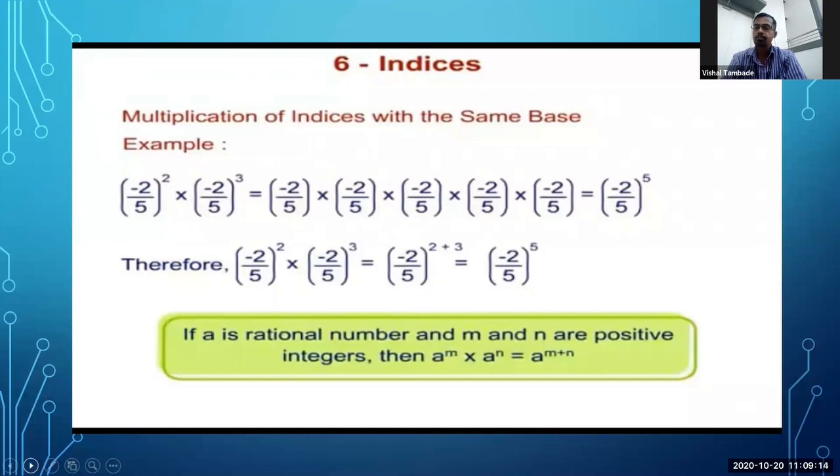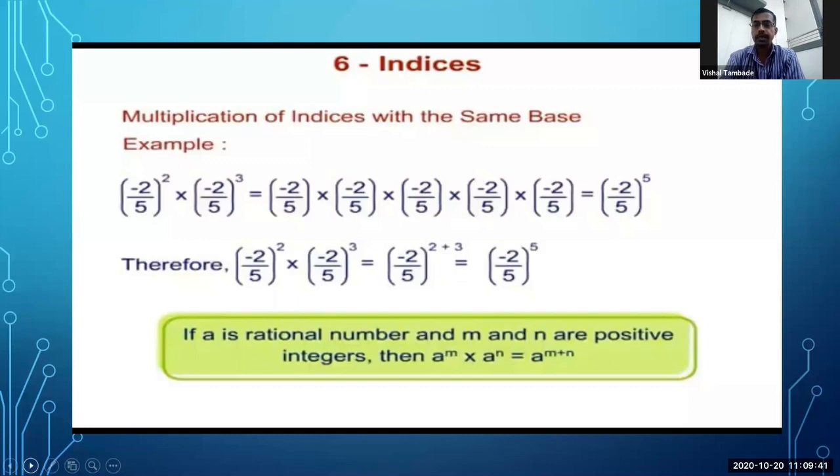Our answer is 5. How do you write it? First write the base one time. The base occurs two times in the question, minus 2 upon 5 raised to the power 2 multiplied by minus 2 upon 5 raised to the power 3. Now the bases are the same, so write it one time, minus 2 upon 5. Now add the powers, 2 plus 3, which is 5.